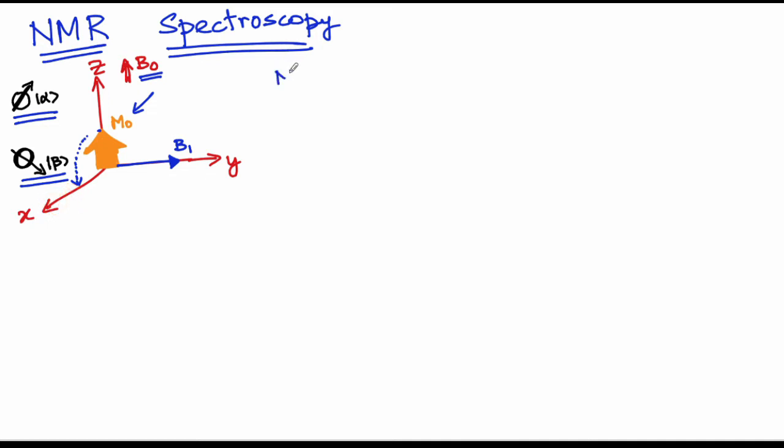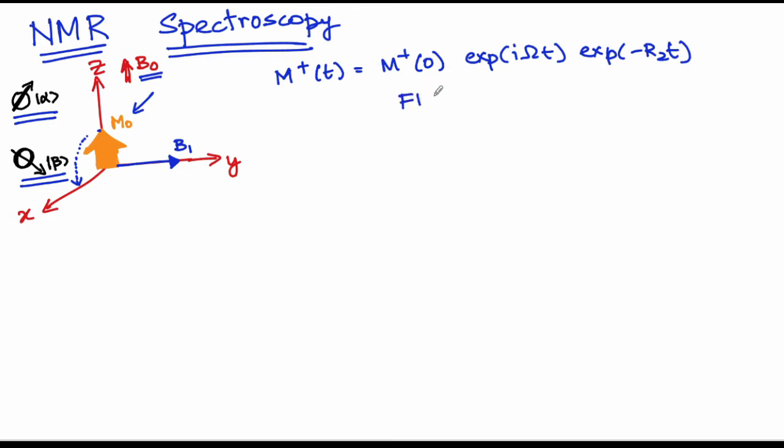We also saw that the signal M plus of t would be given by M plus of 0 times exp(i omega t) times exp(minus R2 t). This signal is what we call the free induction decay, and M plus of 0 is the signal at zero time when you start acquisition.